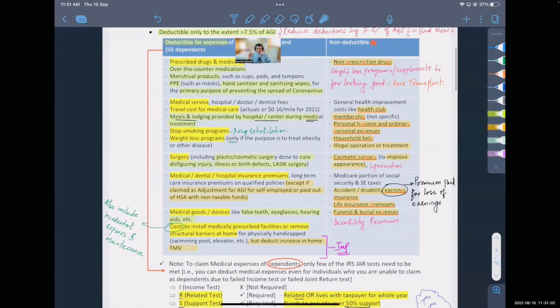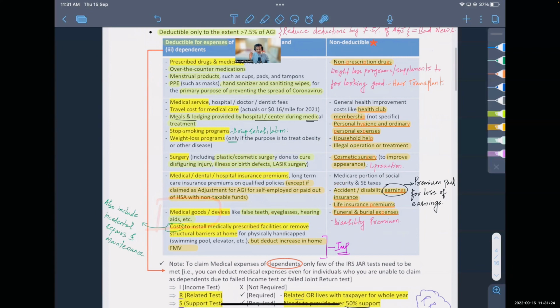Again, there are a few things. Let's say, for example, medical goods. I'm wearing glasses, and my teeth are false. Let me be honest with you, my front 4 teeth are false. I have fake teeth. Now, let's say you have false teeth, you're wearing eyeglasses, you're wearing hearing aids. That is something suggested by the doctor, and that is deductible.